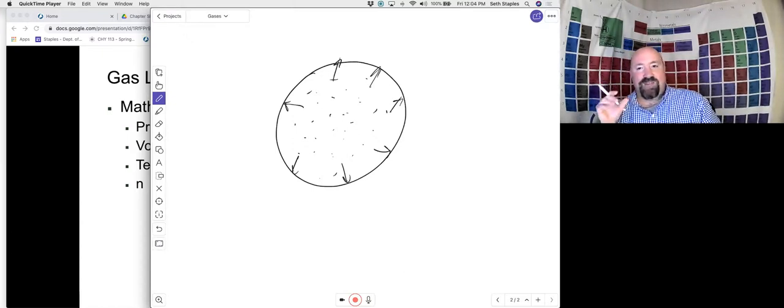Think about pressure as the number of collisions on the inside of the container. Because if that number of collisions goes up, if there are more collisions, there's going to be more force there. If there are fewer collisions, there's going to be less force hitting the inside of the container. And so it definitely helps as we move on to think about pressure in those terms.